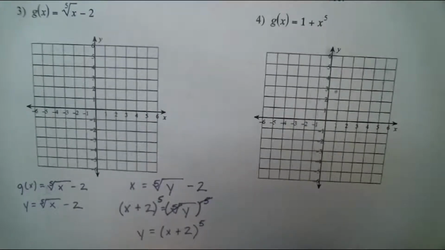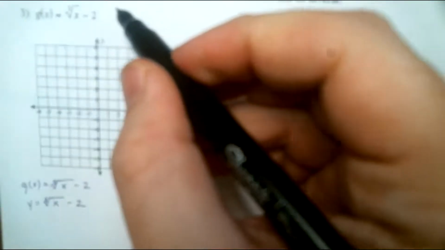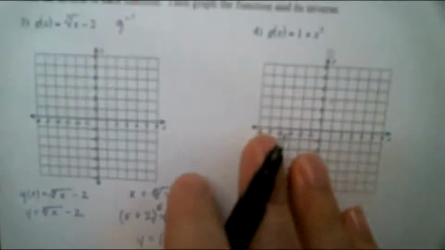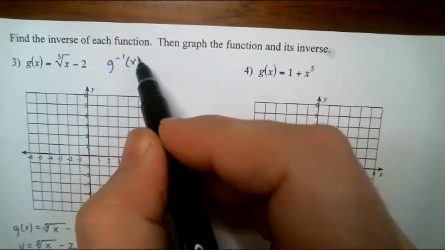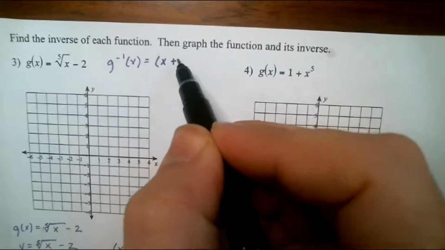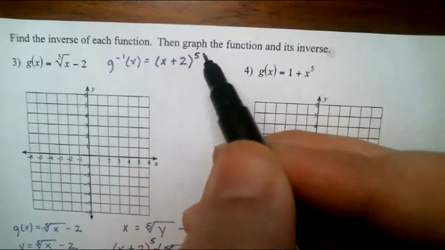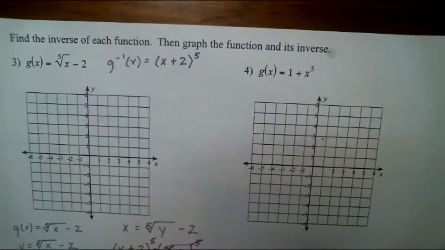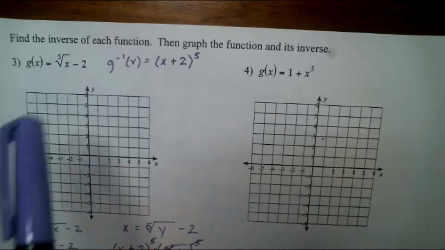Okay, so this is my inverse function. So the inverse of x is equal to x plus 2 to the 5th power. So I'm going to come up here and write it right next to this one. So g, the inverse of x, is equal to x plus 2 to the 5th power. Okay, so now let's graph both of these.